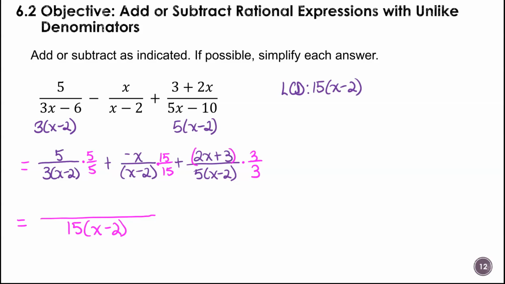Okay, so I have 25 minus 15x plus 6x plus 9. And then I'm just going to go to the side here. So negative 15x plus 6x will be a negative 9x. 25 plus 9 is 34. And those two terms do not have anything in common, right? Negative 9x and 34. And we just leave the denominator in factored form like I've shown you on previous questions. We just combine everything we can in the numerator to see if it will simplify from there.